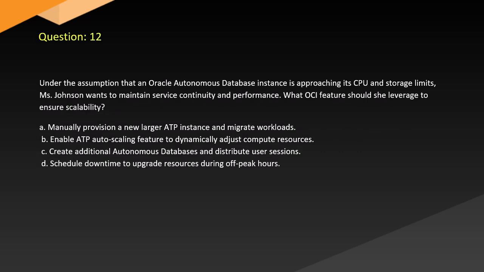Question 12. Under the assumption that an Oracle Autonomous Database instance is approaching its ECPU and storage limits, Johnson wants to maintain service continuity and performance. What OCI feature should she leverage to ensure scalability? A. Manually provision a new larger ADB instance and migrate workloads. B. Enable ADB auto-scaling feature to dynamically adjust compute resources. C. Create additional autonomous databases and distribute user sessions. D. Schedule downtime to upgrade resources during off-peak hours.